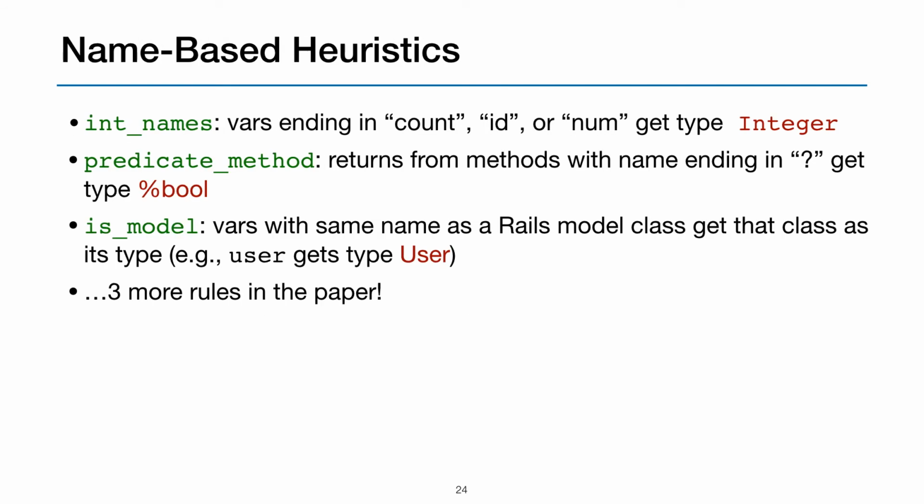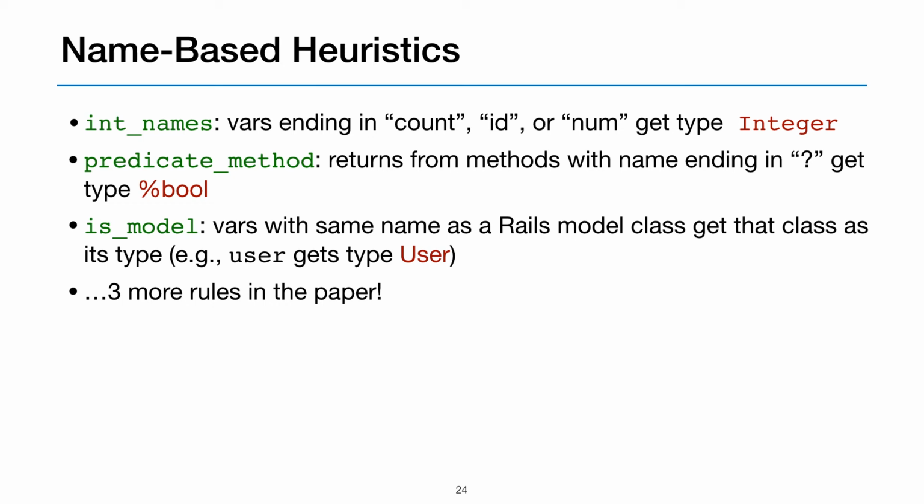Let's take a look at some of the other heuristic rules we used. 6 of the rules we used were based on the names of variables and methods in programs. We present only 3 of them here for brevity. One rule, called int names, says that variables ending with count, id, or num should get the type integer. The predicate method rule says that the return type for methods ending with a question mark should get the type Boolean. And the isModel rule is applied only to Ruby on Rails apps. It says that variables with the same name as a Rails model class, which is a special type of class that maps to a table in the database, should get that class as its type.